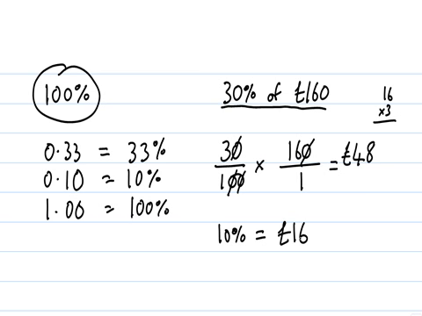Once we've found 10%, we now need to work out what 30% is. How to get from 10 to 30? Well, I'm obviously going to multiply by 3. So if you know that relationship, you therefore just multiply this by 3 as well. And 3 16s are 48. So that is an alternative way of working out what 30% of £160 is.